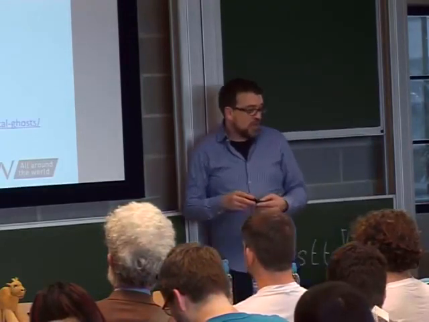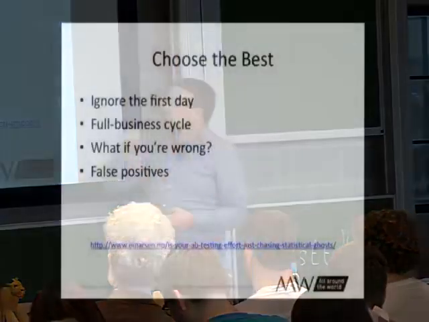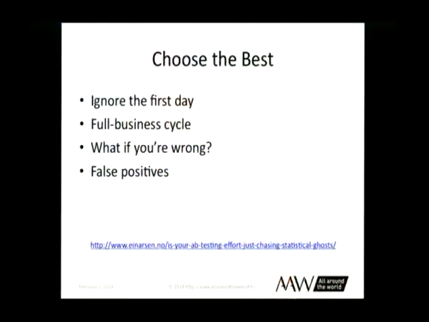So when we talk about choosing the best, this is something which a lot of people screw up right off the bat. First of all, many times people forget to ignore the first business day. They're running a new experiment, they're getting a lot of traffic, and they're getting really excited because their variant is pulling in a lot more money. You get a lot of random fluctuation, particularly at the beginning of a test.